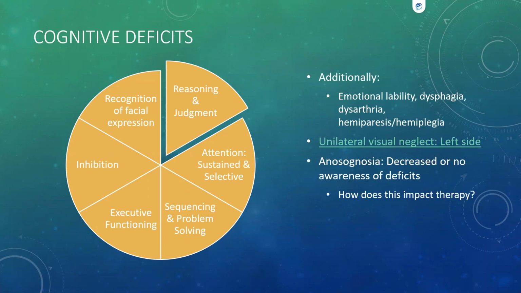So other deficits that you might see in this population: emotional lability, so having really decreased control of those emotions. They may get very upset very quickly. It might seem kind of sudden to those that they're around. They also sometimes will present with dysphagia, dysarthria, or hemiparesis or hemiplegia.